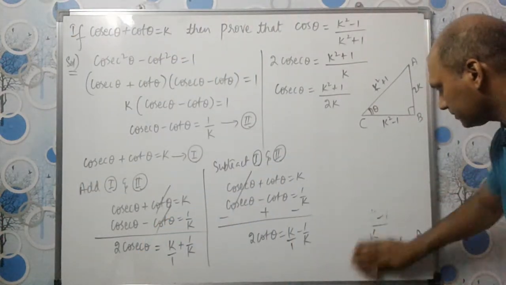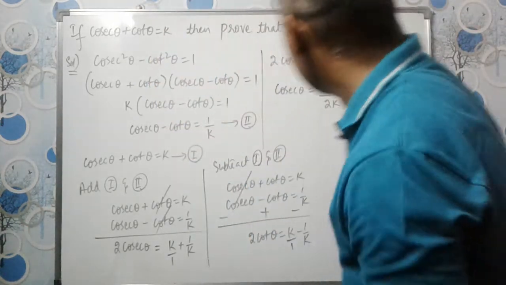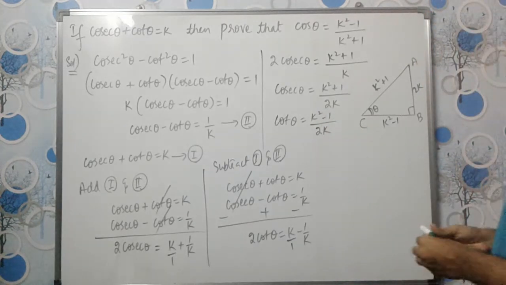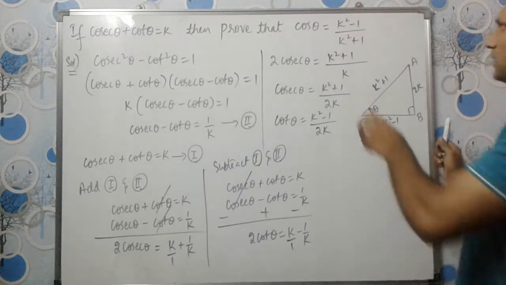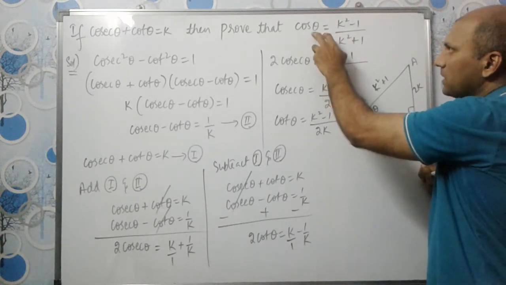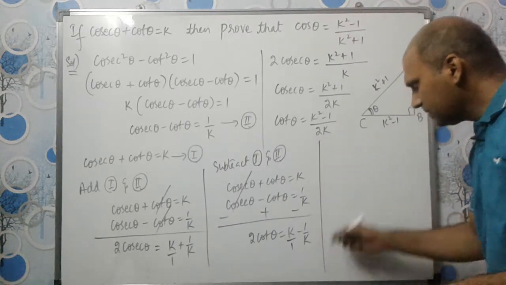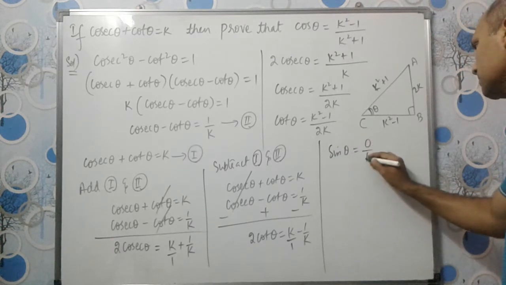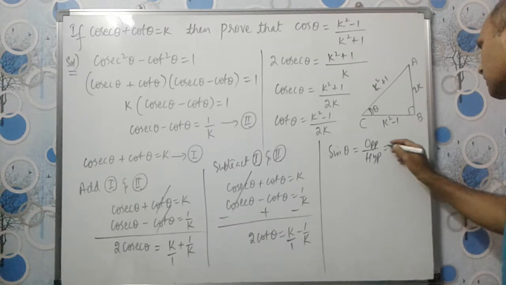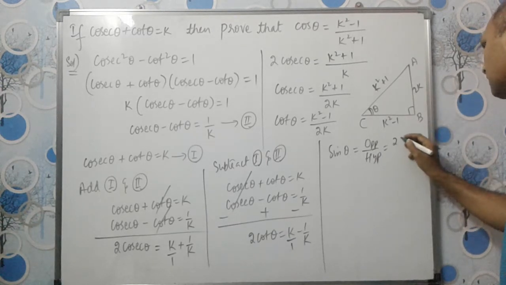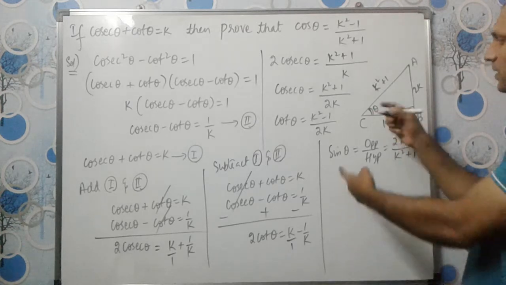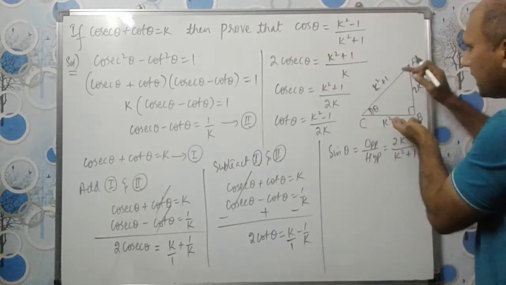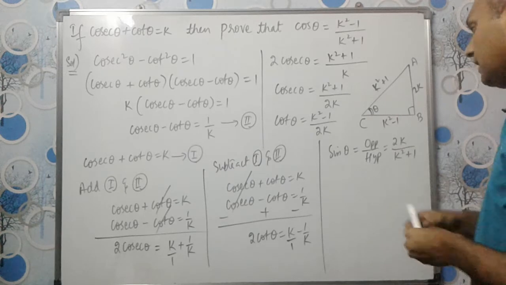Let me just rub this. What was the cot value? Cot was (k square minus 1) divided by 2k. Now in the question, we need to find cos theta. We can find any trigonometric ratio now. We can find sine also, because sine is opposite by hypotenuse, which is 2k divided by hypotenuse k square plus 1. But we are not supposed to find sine, we need to find cos theta. I'm just telling you, we know 3 sides now, so we can find any trigonometric ratio.